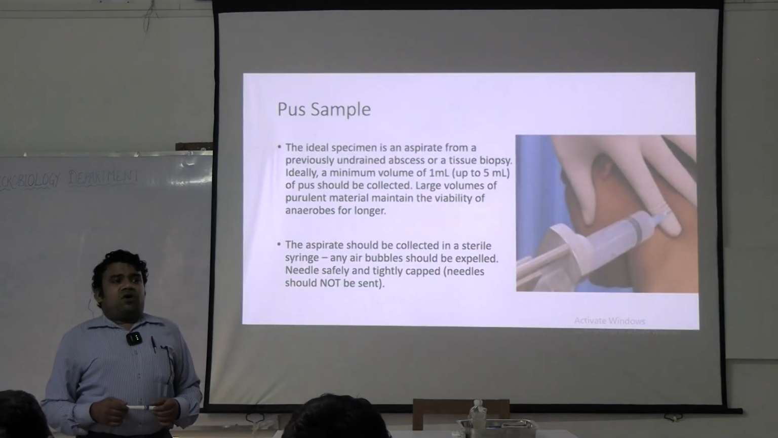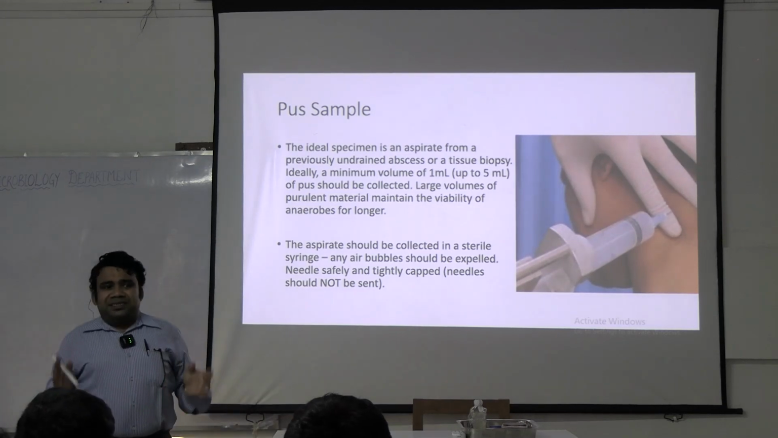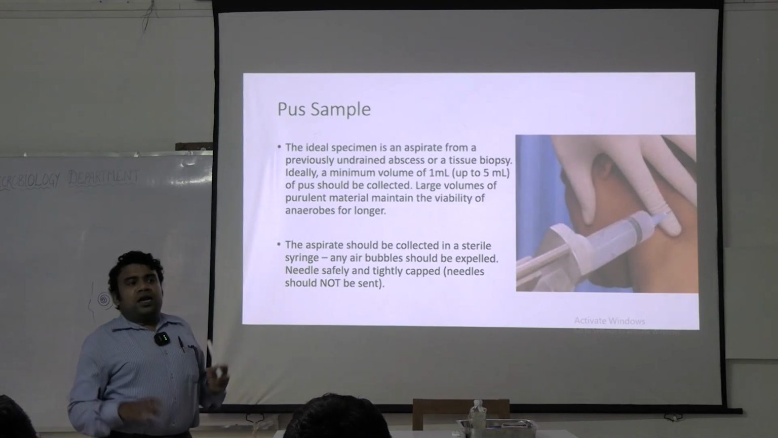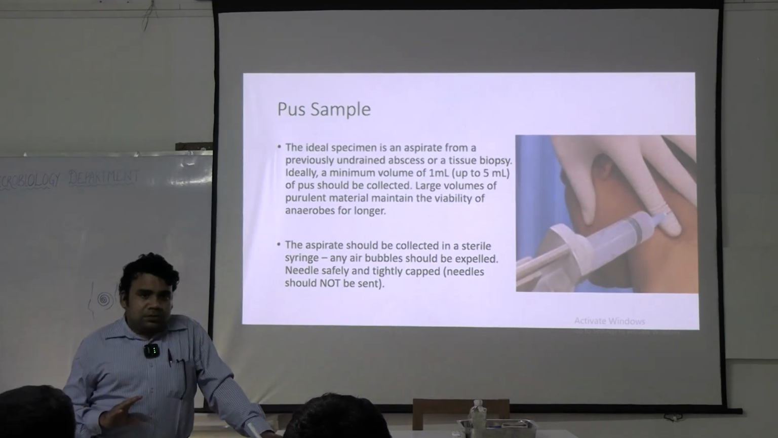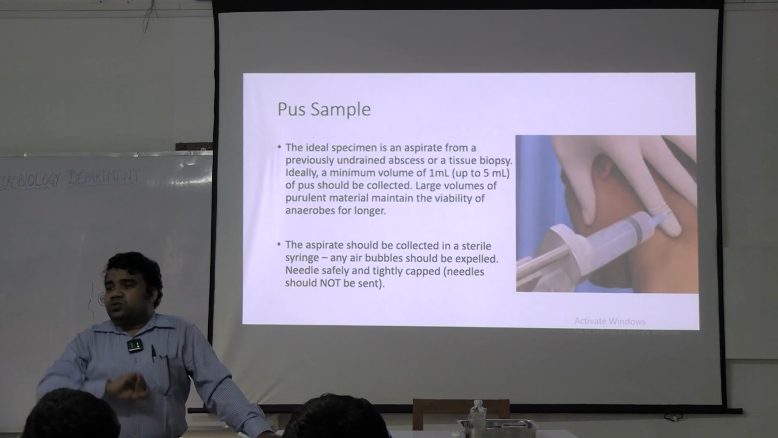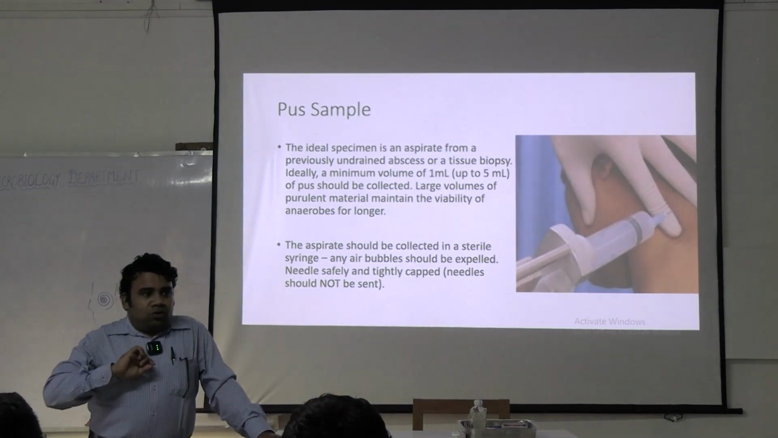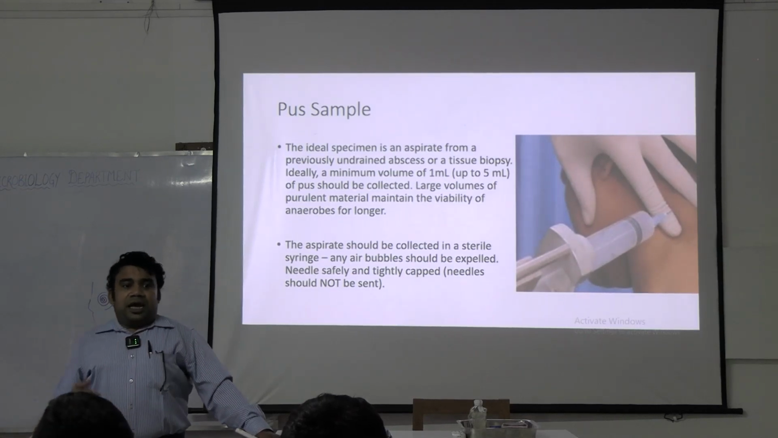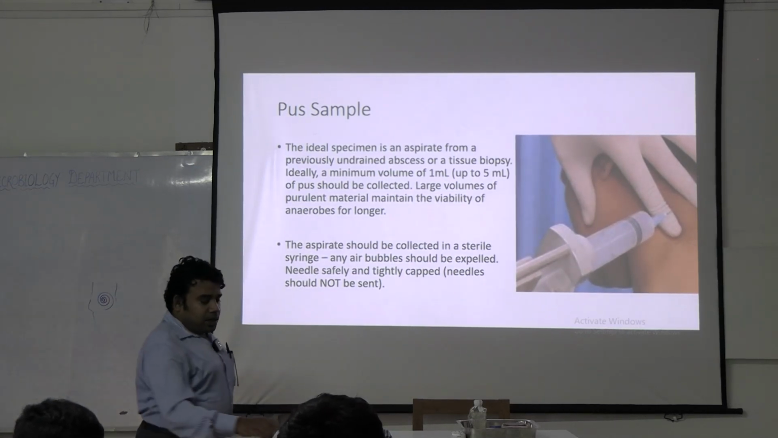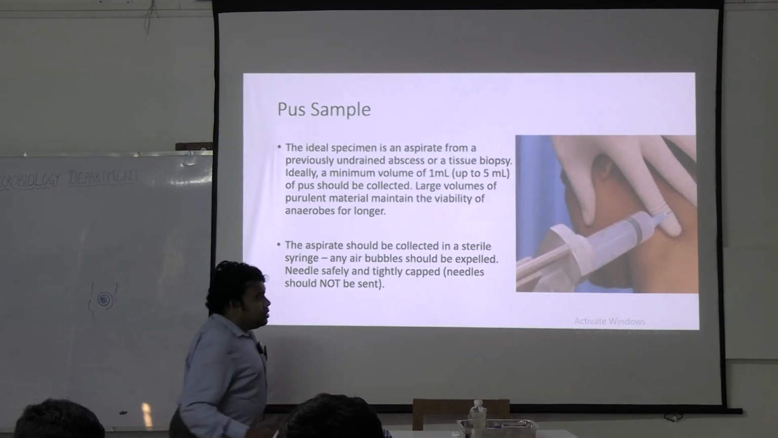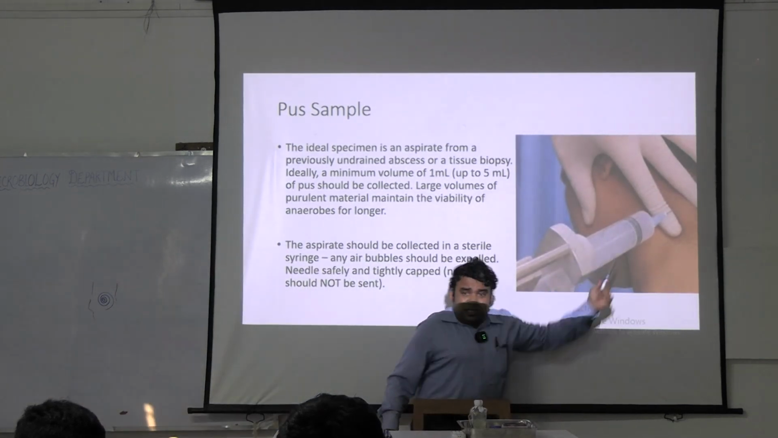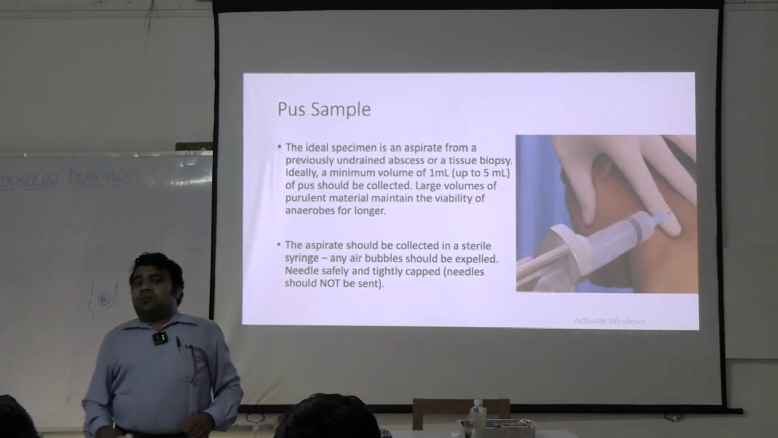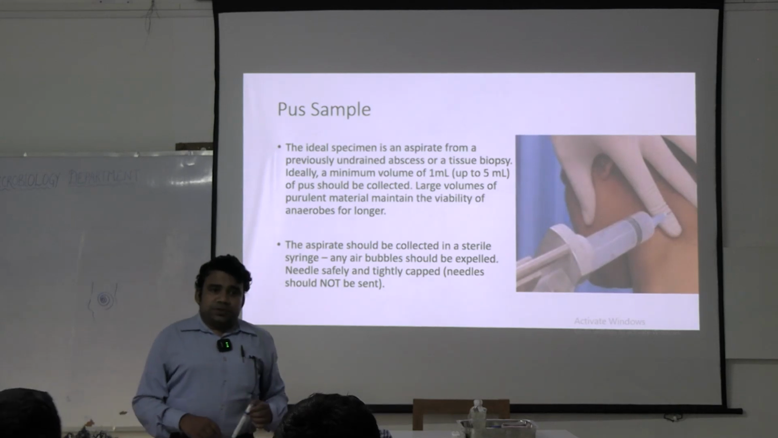Next is a pus sample. I think I have already told you, for any kind of pus, the best sample would be aspirated pus. Also try to maintain asepsis as much as possible when you aspirate. That is, you must clean the skin with alcohol and chlorhexidine or iodine, like in blood culture, and then go for aspiration. When we aspirate, we collect whatever material comes out in the syringe, and we send the syringe itself, but not with the needle, because there is a risk of needle stick injury.